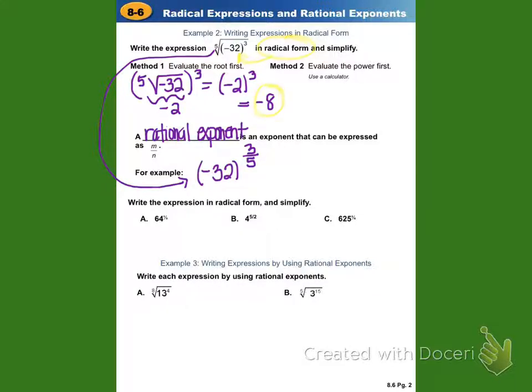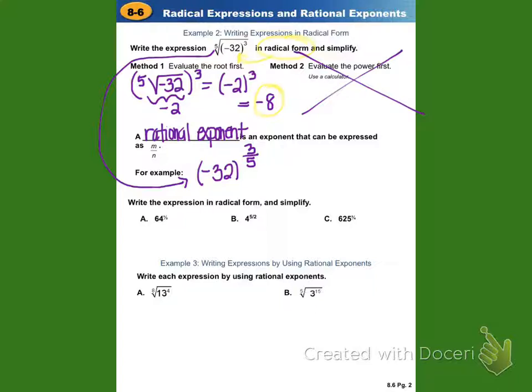Now if I try the other method, that means I evaluate the power first. I'd have to raise negative 32 to the third power, and then take the fifth root. I'm not going to do it that way because it's really cumbersome. It makes a really large value, because negative 32 to the third power is going to be pretty significant. So it's much easier to evaluate the root first. I'm always going to advocate for method 1: evaluate the root first, and then raise whatever you get to the power.